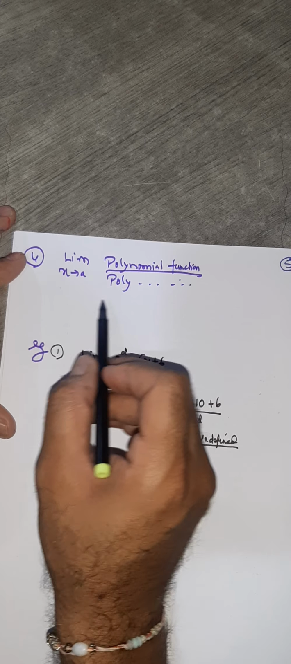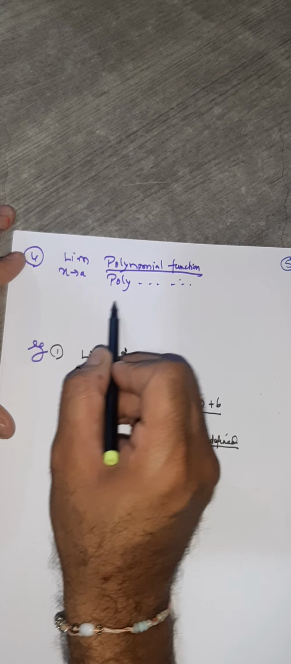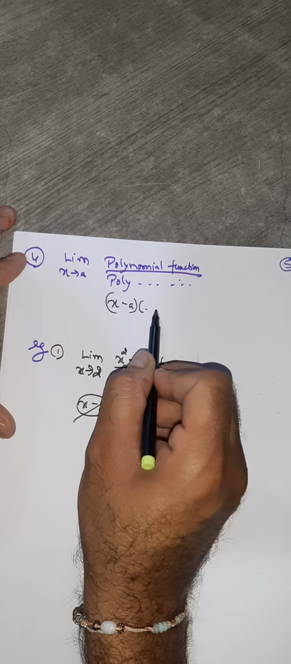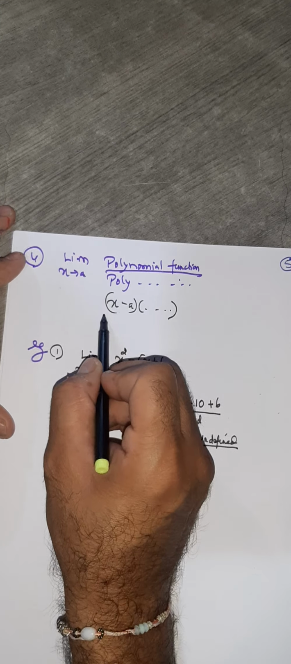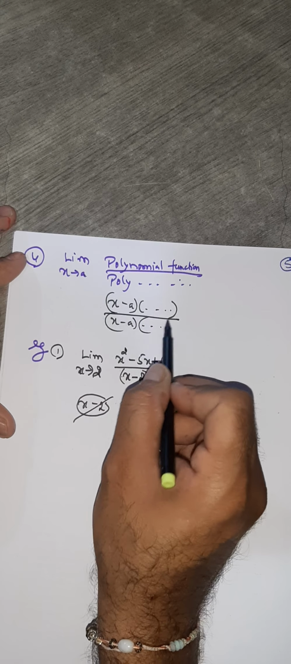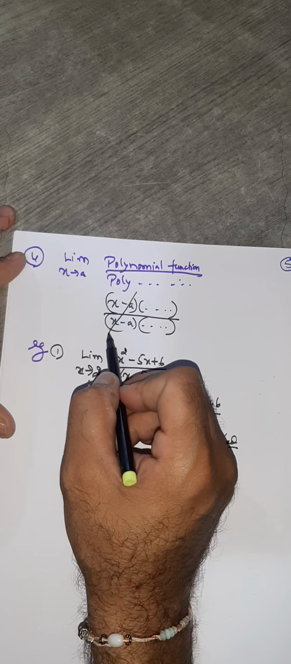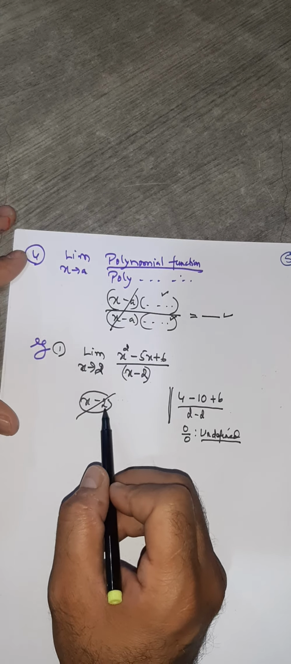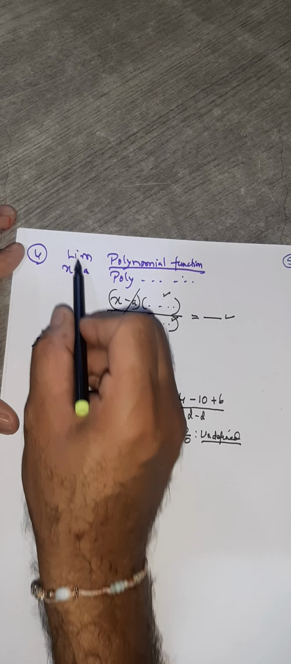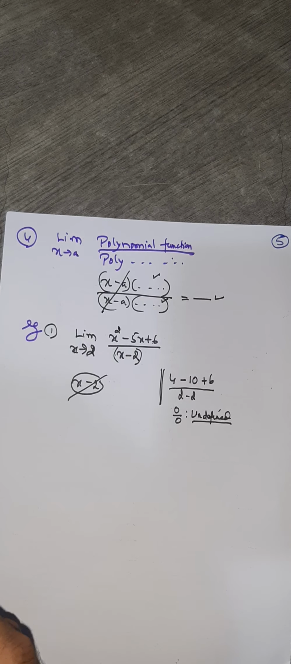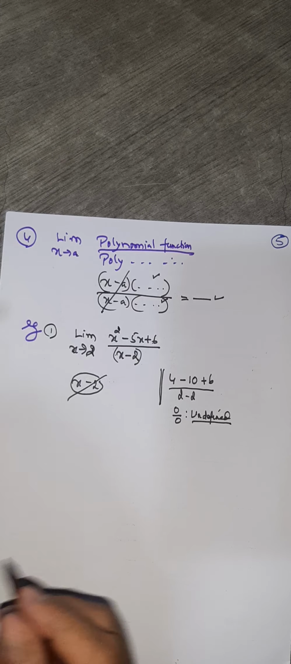So what do we do if you have polynomial upon polynomial? We factorize. (x minus a) into some expression, upon (x minus a) into some other expression. Then we cancel this, and then we apply the limit. So we'll get the required limit. That's the procedure. This is not a formula actually; this is one type of technique to solve limit questions.